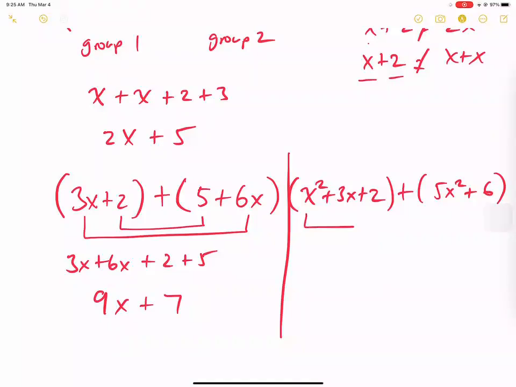Okay, hopefully you see that the x squares combine and the 2 and the 6 combine, and the 3x here does not have any like terms, so we can leave it alone actually. So we're talking about x squared plus 5x squared is 6x squared plus 3x plus 8.